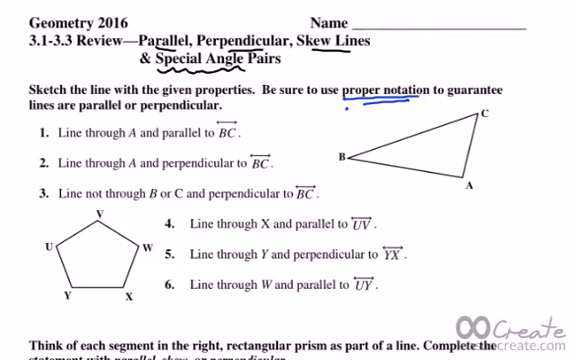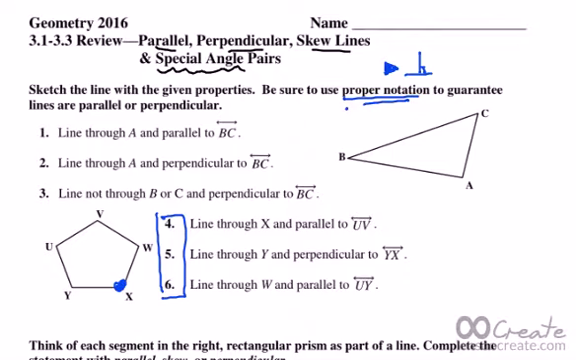For parallel lines, remember that we put on arrows for lines that are parallel, and for things that are perpendicular we put in the little box to show that we have 90 degrees. I'm specifically going to be looking at questions 4 through 6 and the pentagon that is to the left here. First, question 4 is going to be making a line that goes through X.